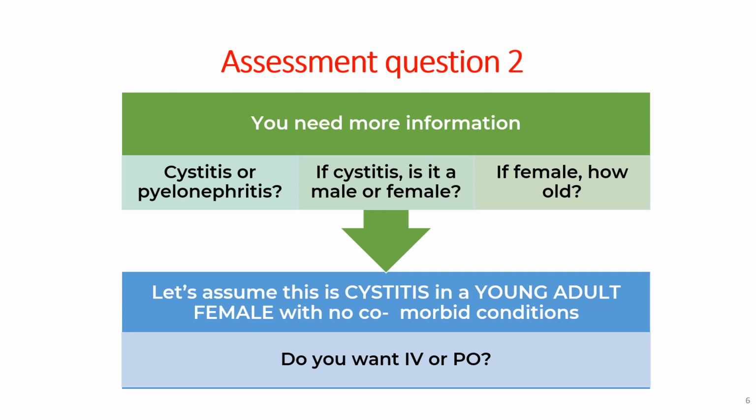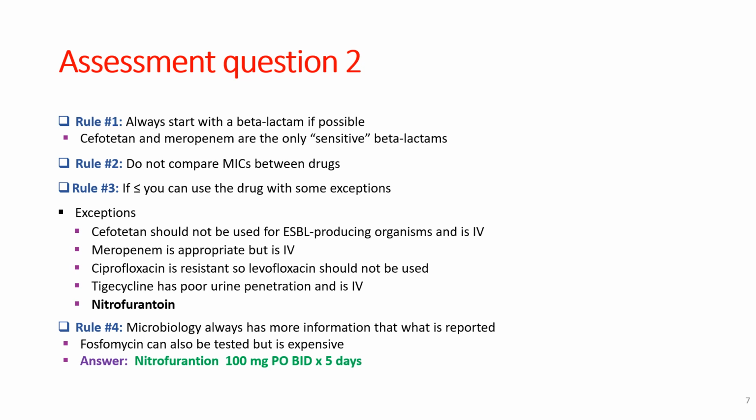Before looking into the question, let's understand further factors, such as is it cystitis or pyelonephritis? If cystitis, male or female, and if female, how old? Let's assume this is cystitis. It is a young female with no comorbid condition. Then another question, do you want IV or per oral? Let's take help of these 4 rules.